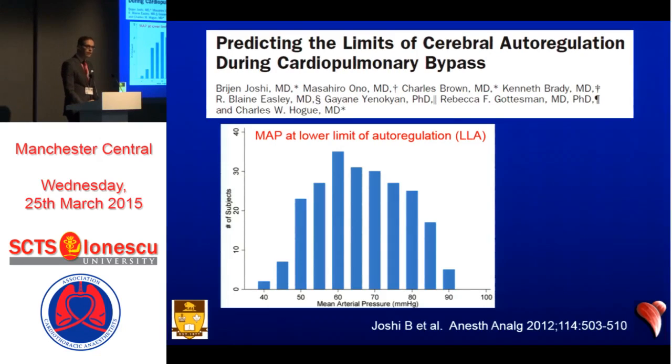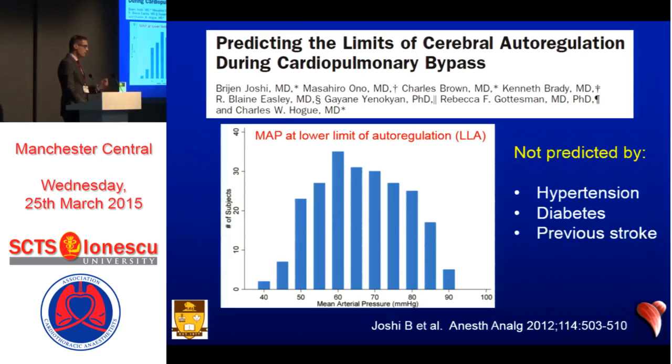What are some of the parameters that have typically been thought to influence autoregulation? Pre-existing hypertension, diabetes, previous stroke, cerebral vascular disease. In fact, in this particular study, none of those clinical parameters could predict a lower limit of autoregulation more than the online measurement of autoregulation using cerebral oximetry.